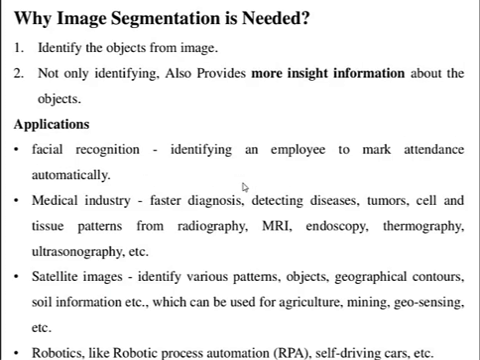Now what is the necessity of image segmentation? It is necessary to identify objects from an image. In the previous image, like in image 1, we were not able to identify the boundaries of people. With image segmentation we can find it out. Like in image 2, not only identifying, it gives more insight about the objects. We could understand attributes like the height of a person if we know the image segments.